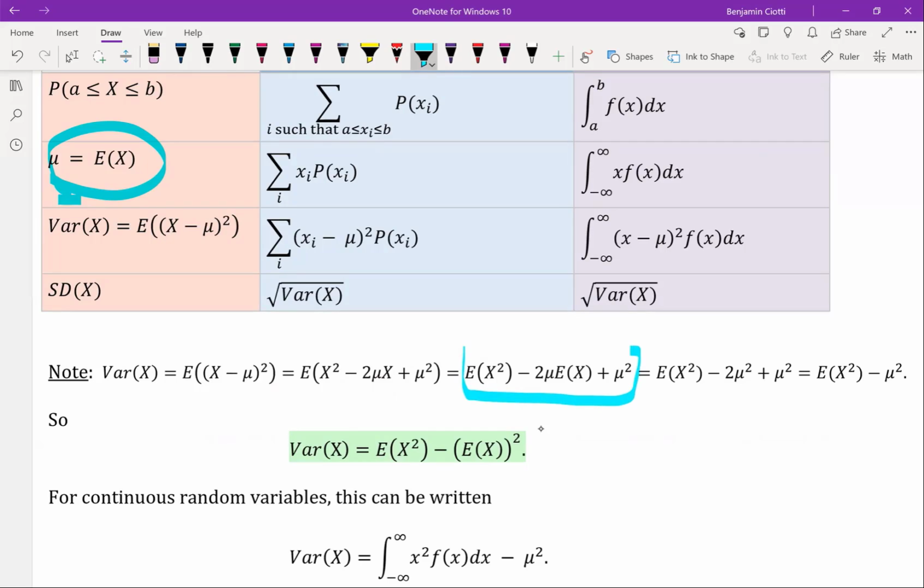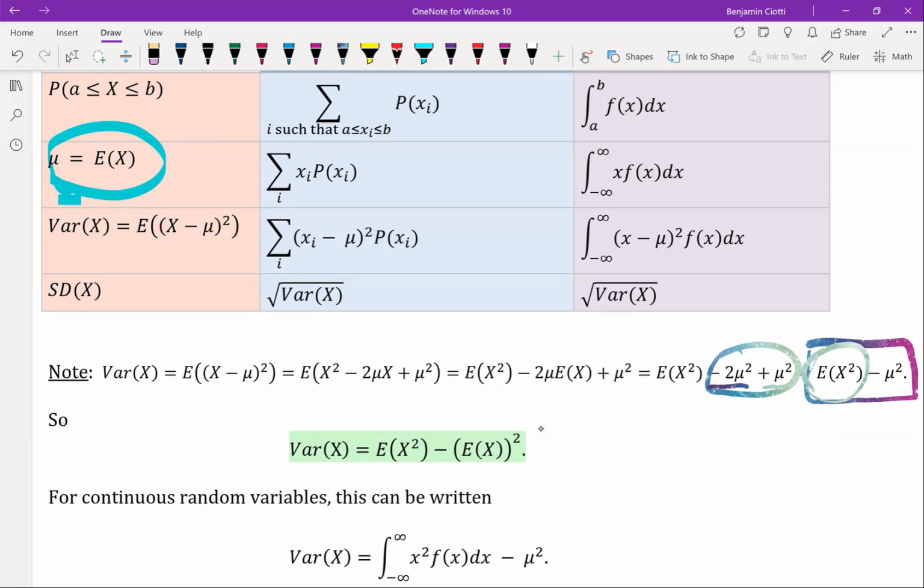This expression can be simplified further because the expectation of x is mu. So this term becomes negative 2 mu squared. And then I can combine the mu squareds. I have a minus 2 mu squared and a positive mu squared, which altogether gives me minus mu squared and E of x squared in the front of the expression.